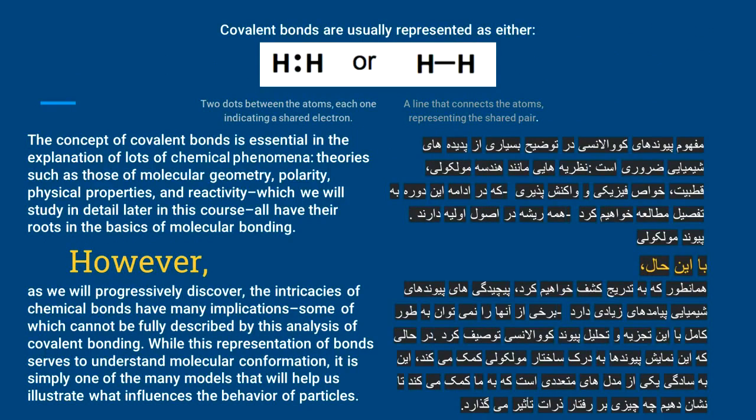As you can see in this picture, covalent bonds are usually represented by either two dots that symbolize the two shared electrons, or one line that represents the shared pair. The concept of covalent bonds is important since it serves to explain lots of different chemical phenomena, from theories such as those of molecular geometry to concepts like polarity and reactivity. But no need to worry about those just yet. We will cover all of them soon.